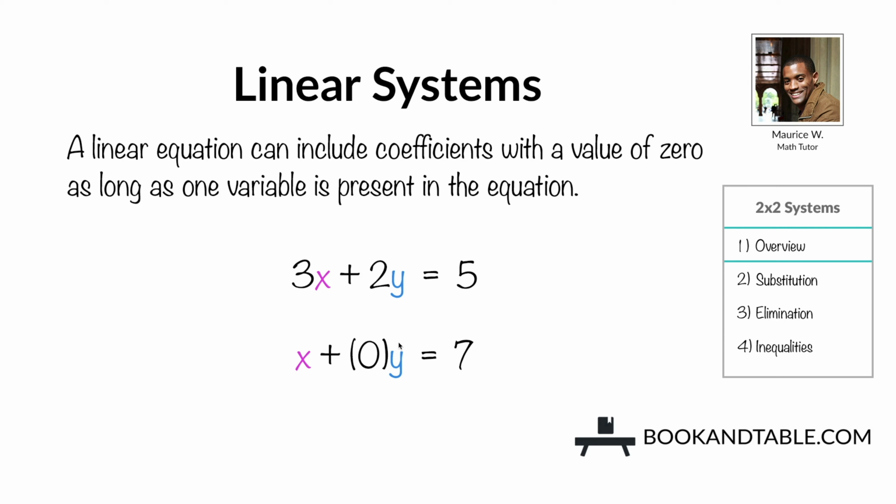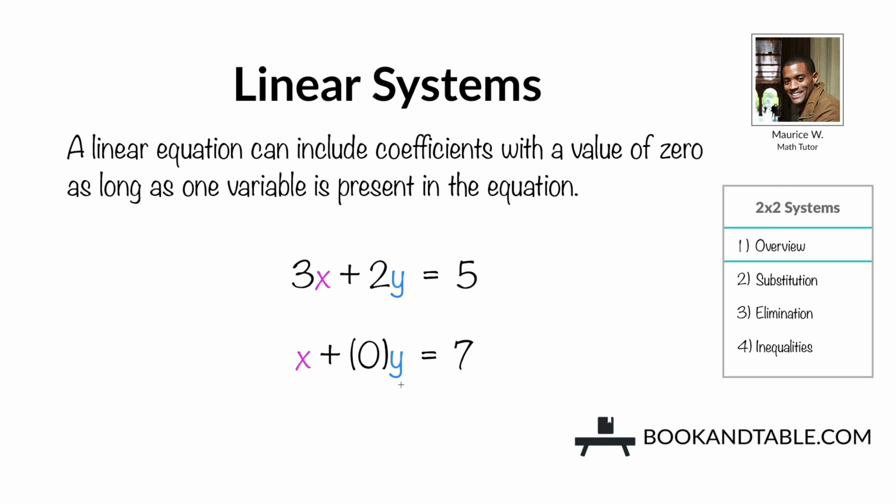Now, a linear equation can include coefficients with a value of 0 as long as one variable is present in the equation. So 3x plus 2y is equal to 5 is a linear equation. We have our x and our y. Both have a coefficient here, 3 and 2, so that's fine.